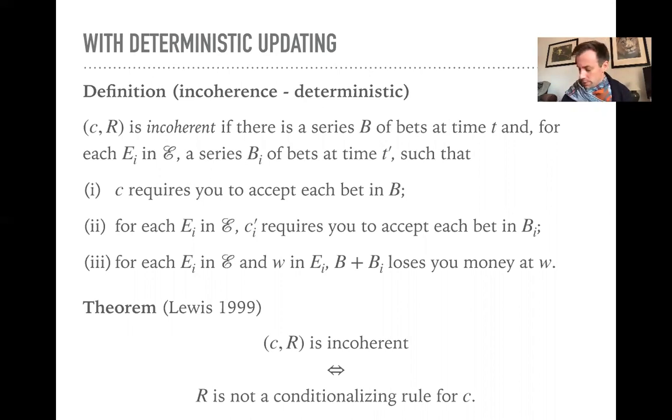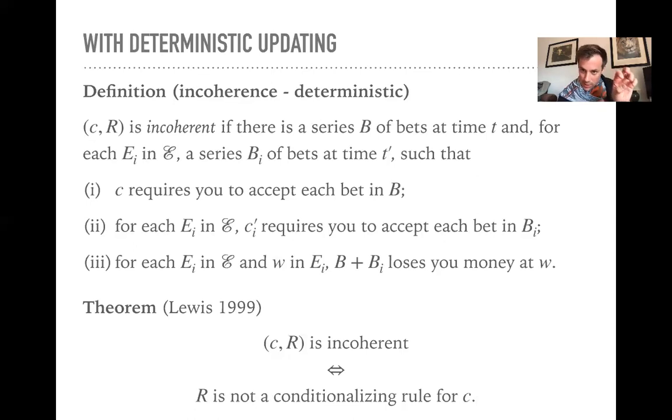Okay, so here's a definition of incoherence. One thing to note about the diachronic Dutch book argument is that it judges or evaluates a pair: both your credence function together with your updating rule. So it's not saying your updating rule is the thing that's at fault. It rather says the combination of your prior and your updating rule is at fault. It says these two things are incoherent, and incoherence is supposed to be a bad quality that, if you have it, makes you irrational.